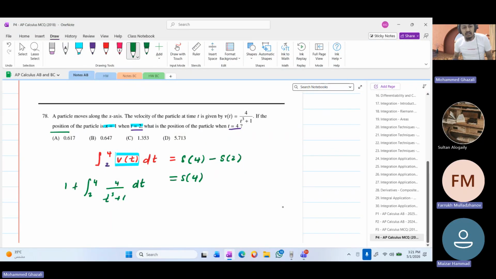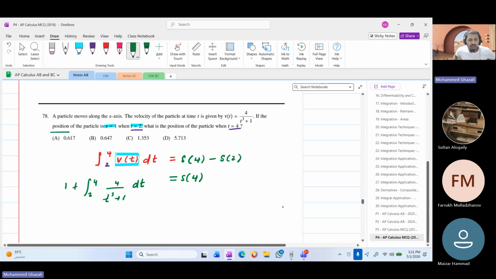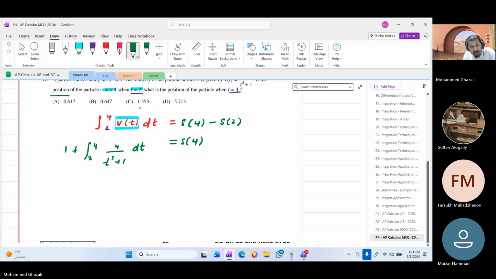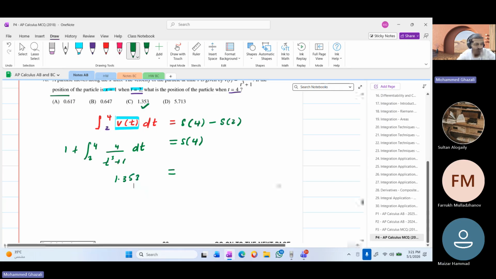Calculators are allowed. You're not going to waste your time solving this integral, because it's going to be integration by partial fractions, which is not in this task. You got 1.35, basically? Yeah, so it's C. It's 1.353. Thank you. Next one.